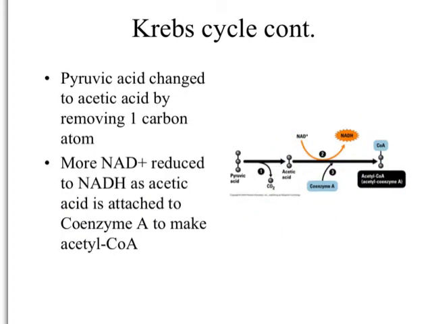All right, this slide is a reiteration of what I mentioned in the last slide, but now it's here for you to write down. So remember, the pyruvic acid is changed to acetic acid by removing a carbon atom in the form of carbon dioxide. And as the acetic acid turns into acetyl coenzyme A, we get the reduction of NAD plus to NADH. Okay, so let's take a look and see what happens to this acetyl coenzyme A molecule.